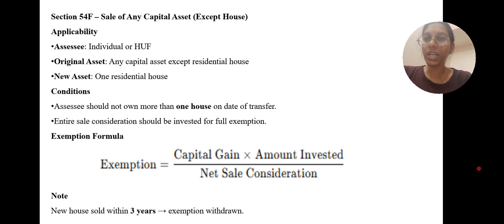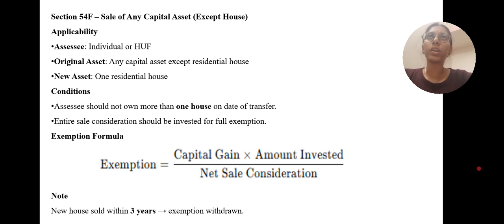The next one is under section 54F. Section 54F applies to any asset other than a house, because under section 54, the first exemption section, the exemption is specifically for a house. So any asset apart from a house that we sell comes under section 54F. Here the assessee is an individual or HUF, and the original asset is any capital asset except the residential house.